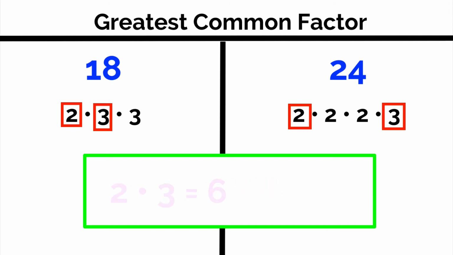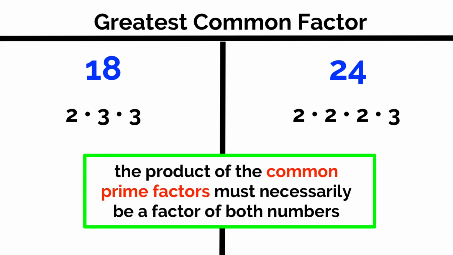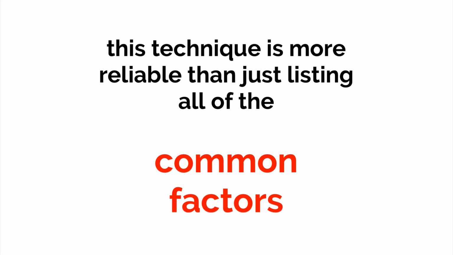This works because if we take all of the prime factors that are present in both lists, they must necessarily give a product that is a factor of both numbers. And with no more prime factors to multiply by, this will necessarily be the greatest common factor. This technique is reliable no matter how big the numbers get. So it eventually becomes a much better strategy than listing all the factors and examining the list.